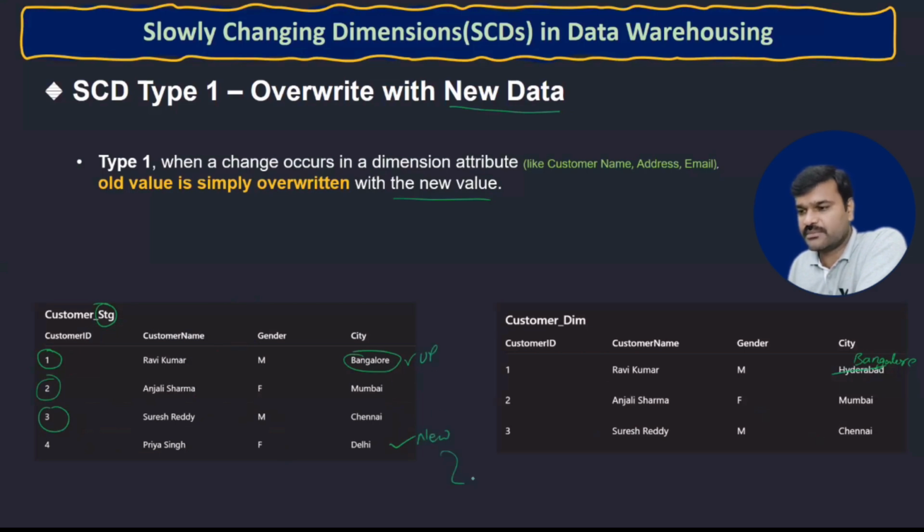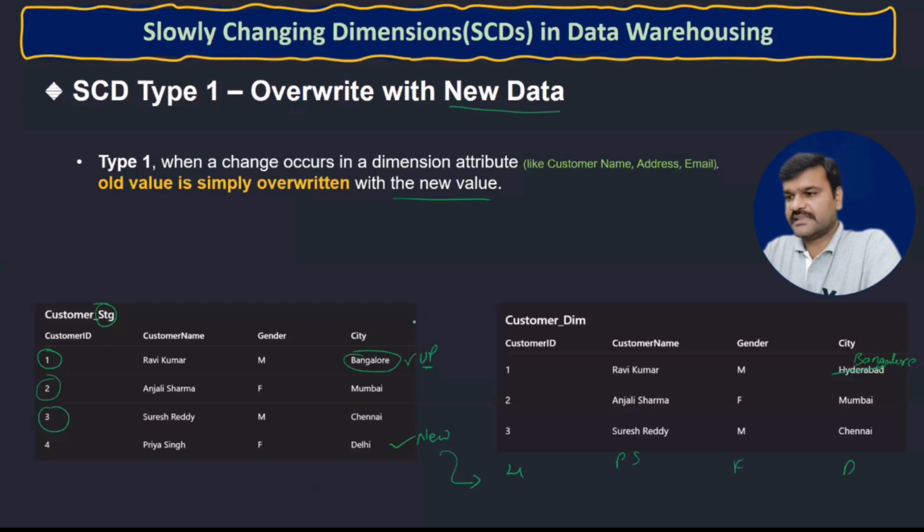Then you need to merge here. So one is update, that means simply overwrite, and another one is insert. This 4 is simply coming here: Priya Singh, female, and then Delhi. That's all actually the SCD type 1. Okay, now let us try to see this one practically on the SQL side.